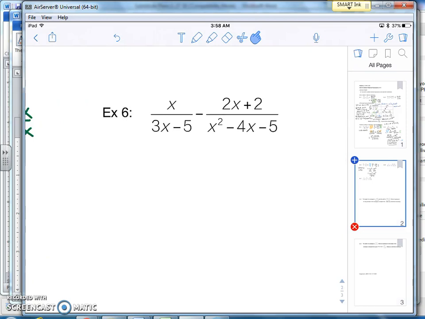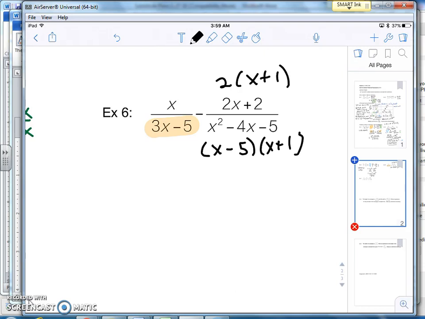Alright, this example has kind of a unique issue in it we hadn't brought up in our earlier list of things to do. So we know we're going to need an LCD. So when we find the LCD, we want to factor the numerator and factor the denominators. So the first denominator does not factor. The second one will factor to x minus 5 times x plus 1. And if we look at the numerator, we notice it does factor. It factors to 2 times x plus 1.